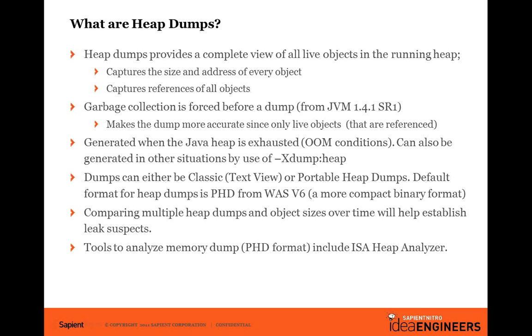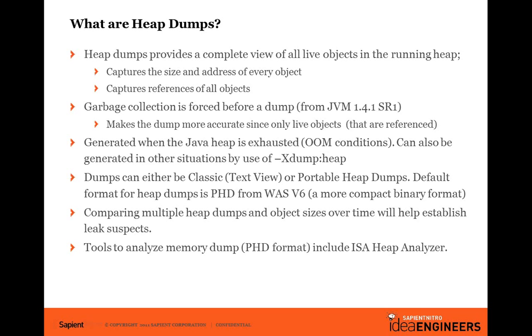So heap dumps used to be your classic text view. The problem with heap dump is, if you're running a 1.5 GB heap and you take a heap dump, the size of the file will be 1.4, 1.3 GB. To copy it to your tool in your Windows machine is going to be very, very tricky. So that's why we have portable heap dumps, a compact heap dump. When your heap is 1.2 GB, when you take a PHD or portable heap dump, it will still be about 200, 300 MB.